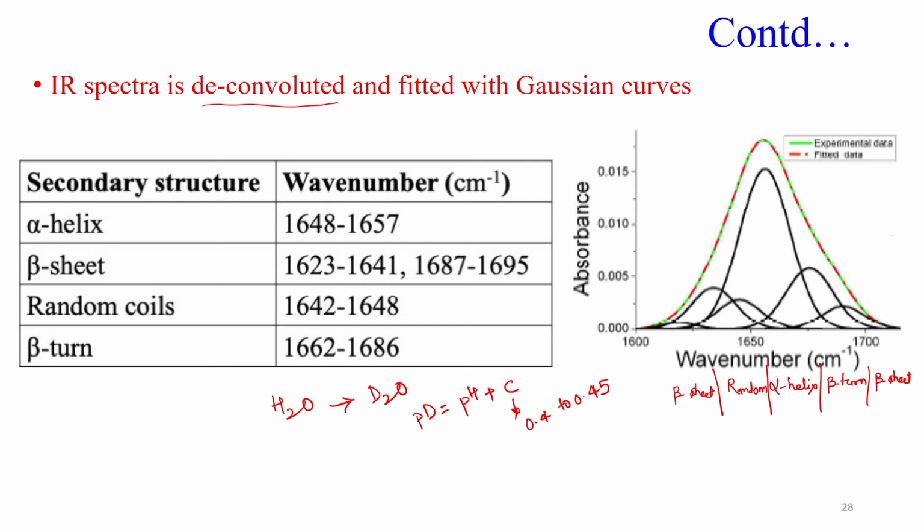And another correction we have to do is, because amide I is the C double bond O, we have to do the CO2 correction. So, we go for the moisture correction as well as the CO2 correction in the FTIR analysis.